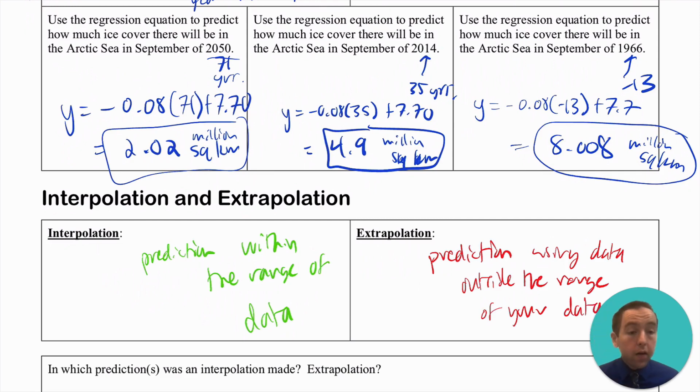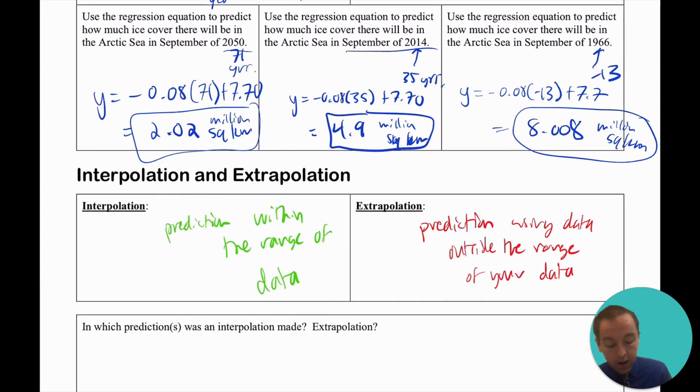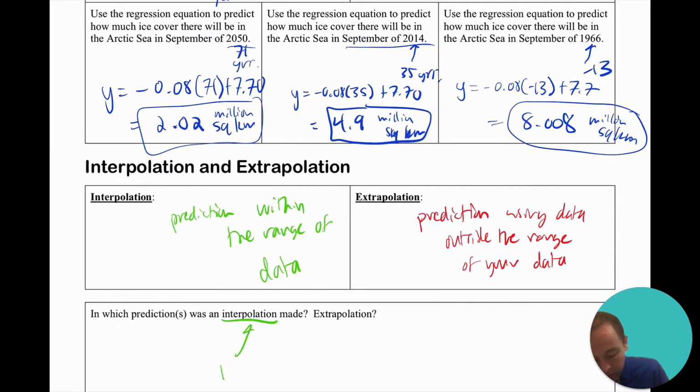So basically, we made 3 predictions just above, in 2050, 2014, and 1966. Any prediction that would be considered an interpolation would be using the data that we had given, which was between the years of 1979 and 2021. So the prediction that we made in 2014 would be an interpolation because that was within this data set. But in the other couple examples, we made a prediction for 1966 and 2050, which was outside of the range of 1979 to 2021. So an extrapolation happened in the 1966 prediction as well as in the 2050 prediction.